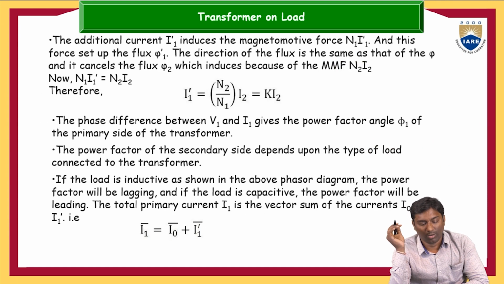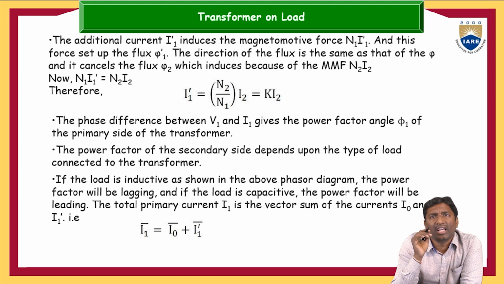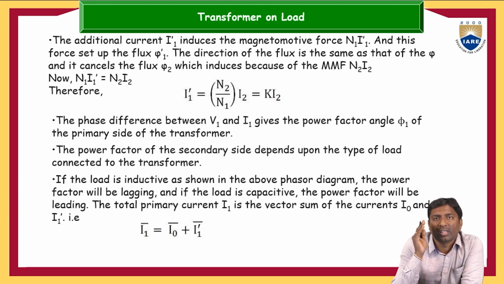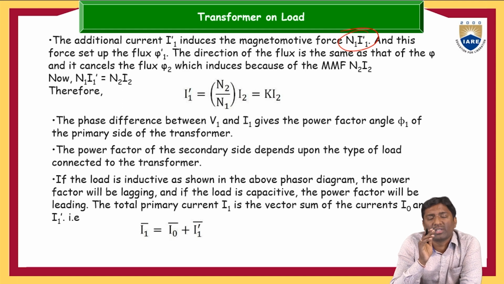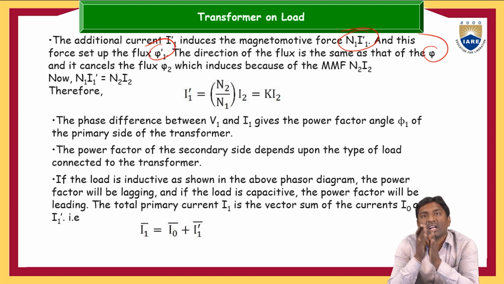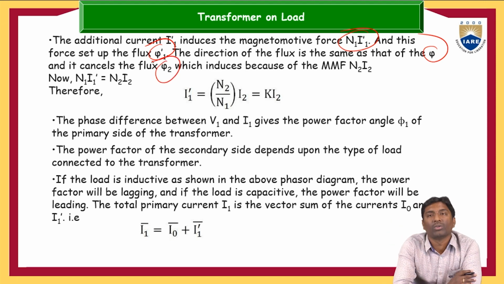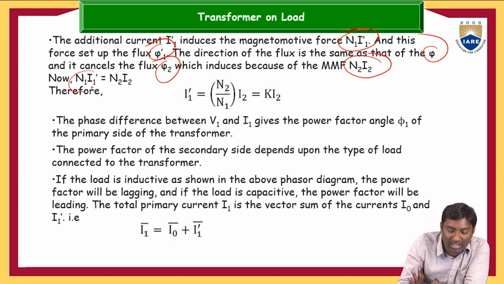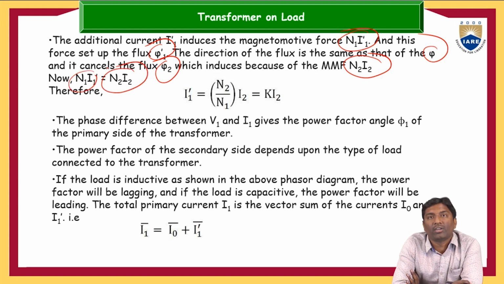This additional current I1 dash induces the magnetomotive force in the primary winding, that is N1 into I1 dash. And this force sets up the flux called phi 1 dash. The direction of the flux is the same as the main flux phi, and it cancels the secondary flux phi 2, which means it opposes the MMF of N2 and I2. Now, N1 into I1 dash is equal to N2 into I2.